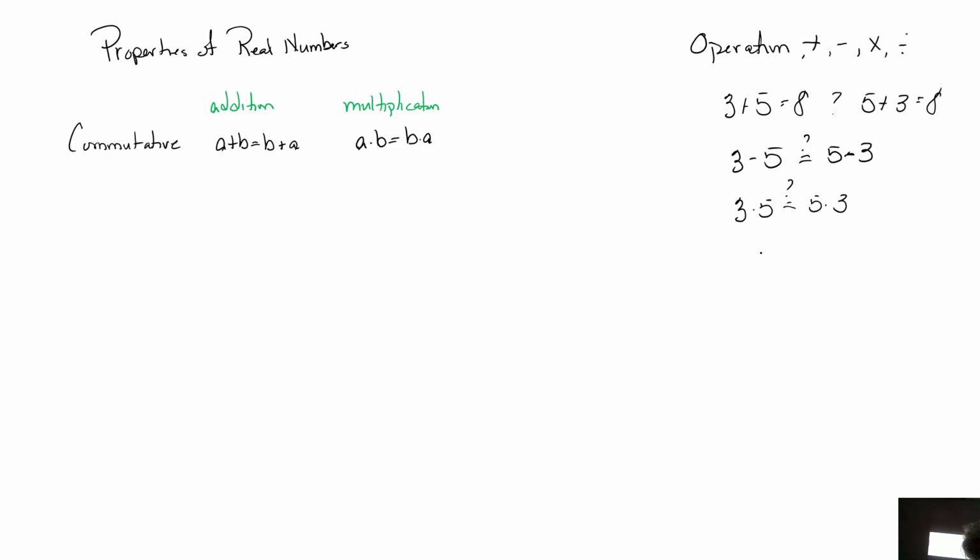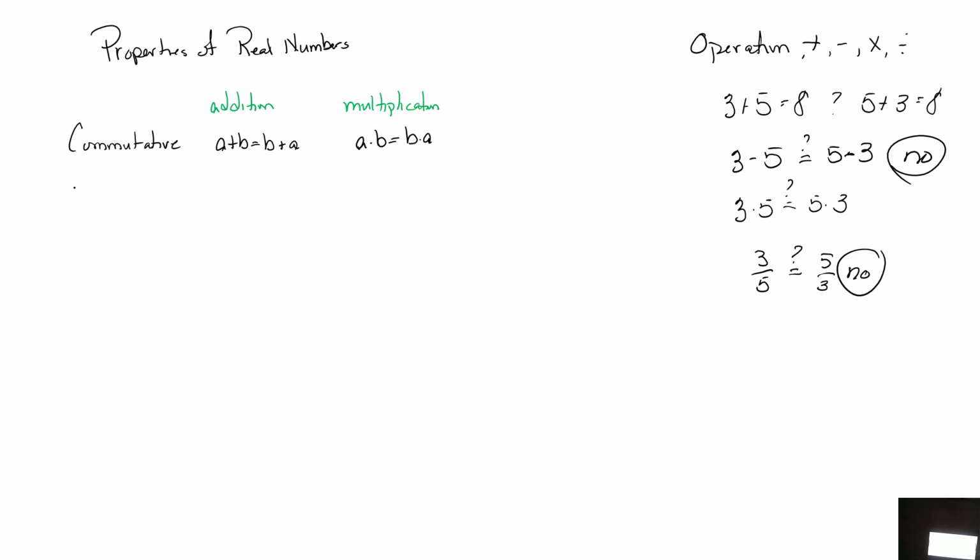Okay, wait, we have one more to figure out. If I do 3 divided by 5, is this the same as 5 divided by 3? The answer is no. So subtraction and division, both no on that. It just doesn't work. We don't get the same answer regardless.